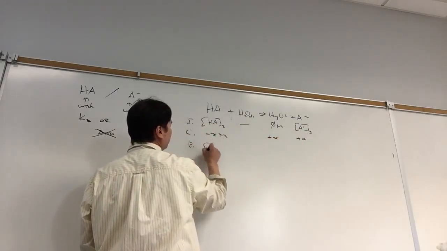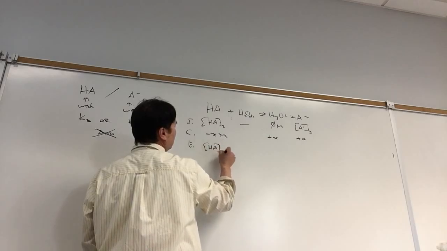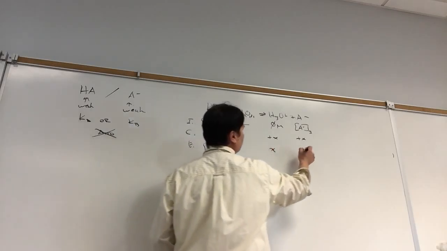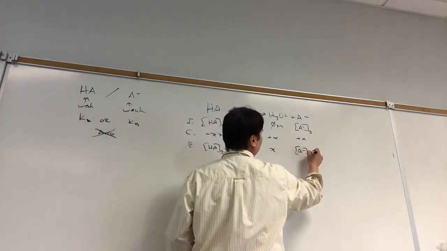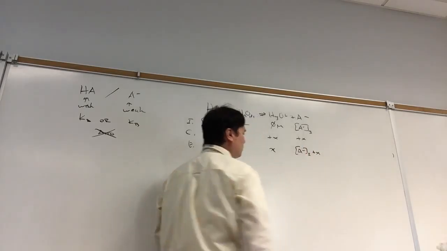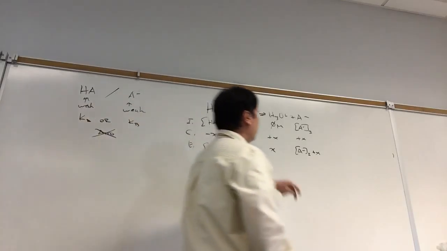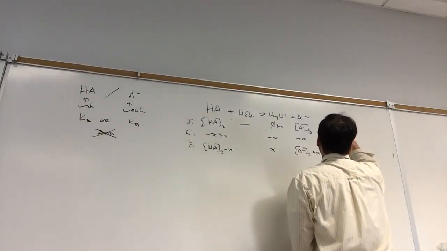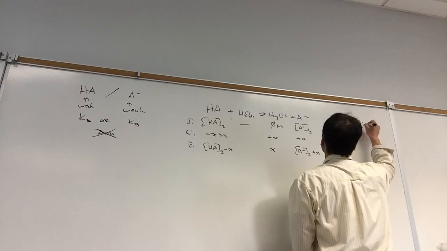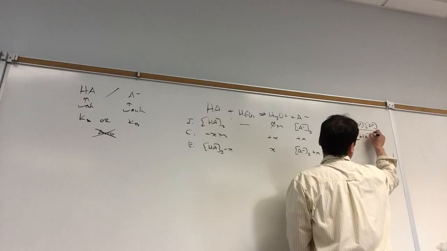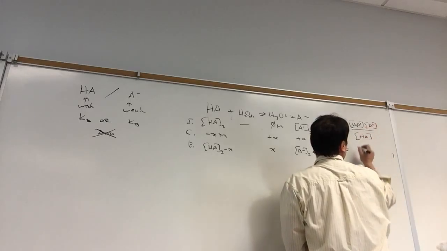And so at equilibrium, we're going to have HA initial minus X. This is going to be X, and this is going to be A minus initial plus X. Molar on those, but let's ignore the unit for right now. And so Ka for this is going to be the hydronium times the A minus divided by the HA concentration. And this is going to be at equilibrium, right?